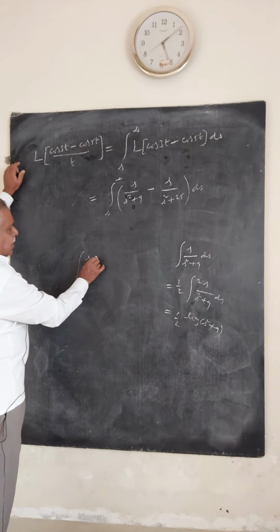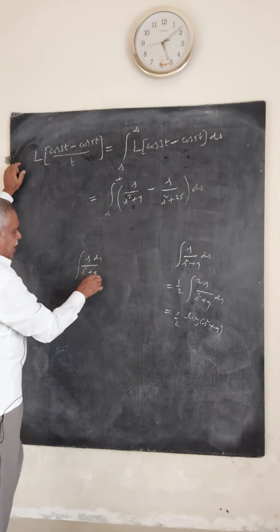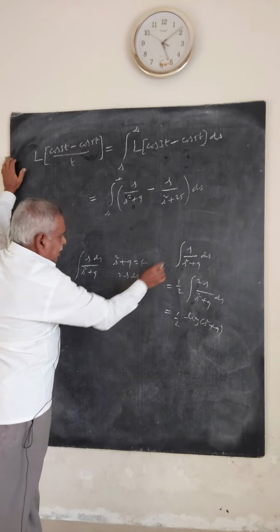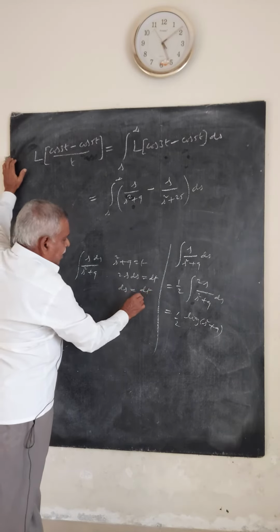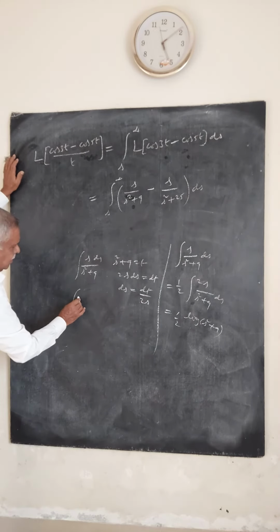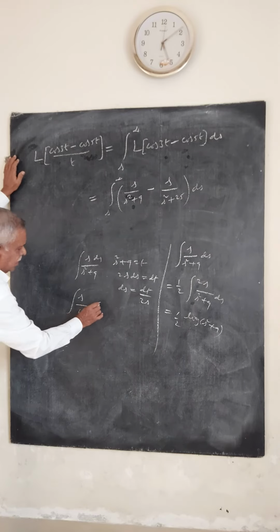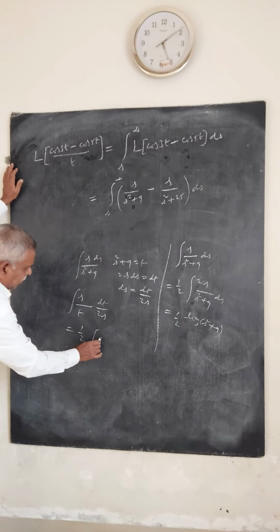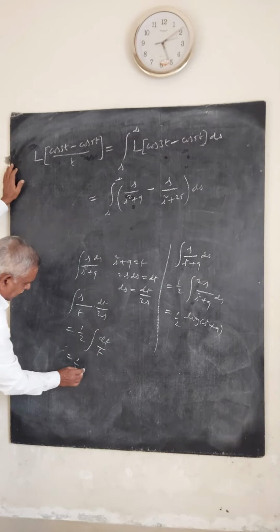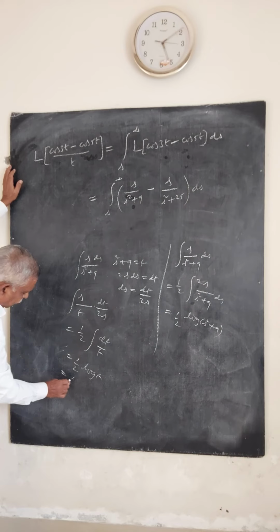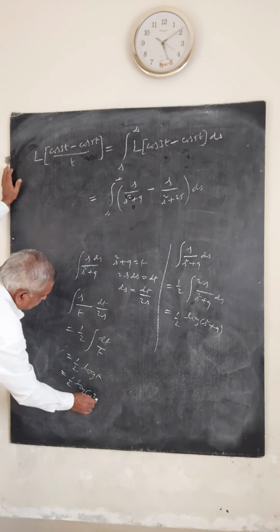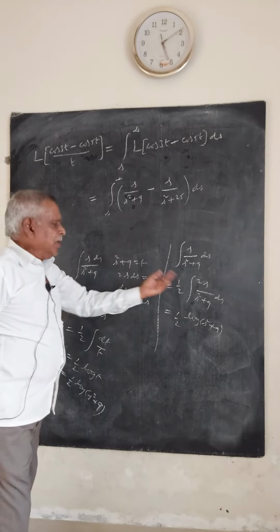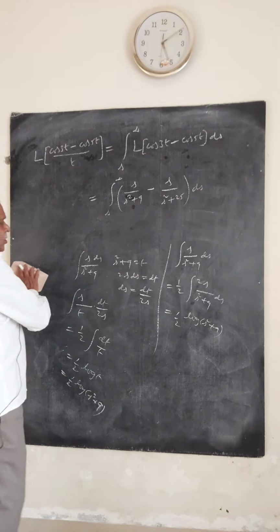One more way is there. Integral of s ds divided by s square plus 9. Substitution: s square plus 9 equals t. 2s ds equals dt. ds equals dt by 2s. So s by t times dt by 2s. The s gets cancelled. 1 by 2 dt by t. 1 by 2 log t. 1 by 2 log of s square plus 9. This is the way. It is very easy to apply the basic integration.